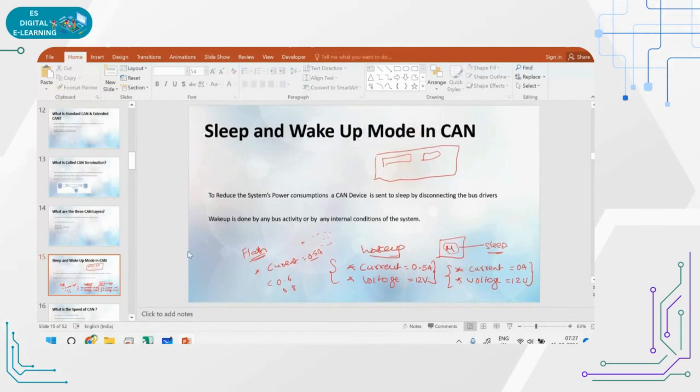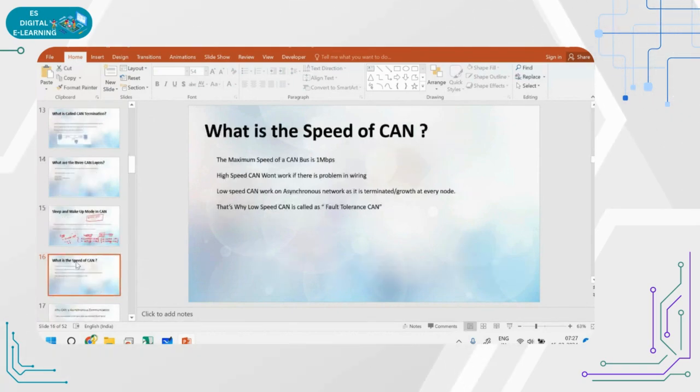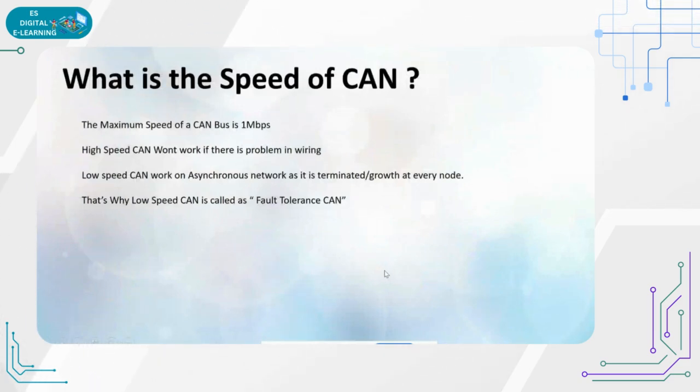Yes, ma'am. Okay, so what is the speed of the CAN? It is 1 Mbps. We have the high speed and low speed. If any problem is there, will it work or not? Whether it is high speed or low speed, if a wiring issue is there, it won't work. Okay, so that is one point.